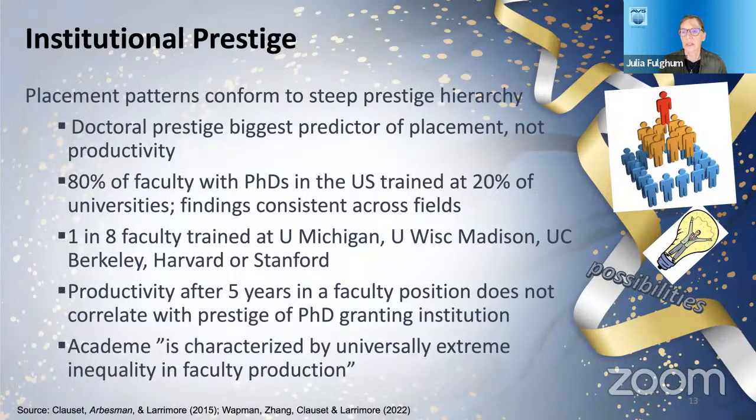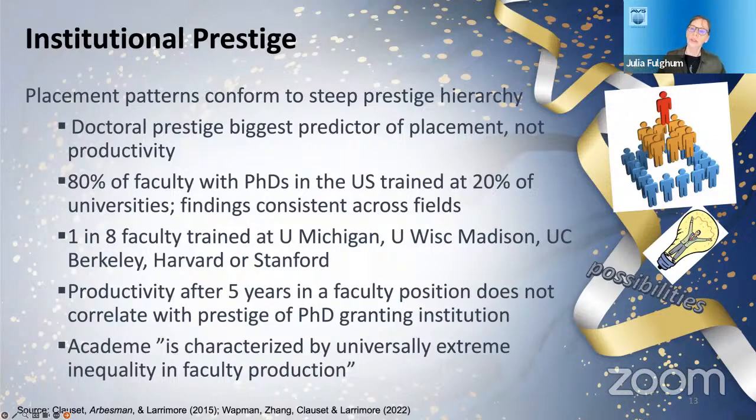So doctoral granting institution prestige is the largest predictor of placement. It isn't productivity. However, productivity after 5 years in a faculty position doesn't correlate with the prestige of your PhD granting institution. What does correlate is the resources available to you when you start that position. So their conclusion over and over is we've got universally extreme inequality in faculty production.